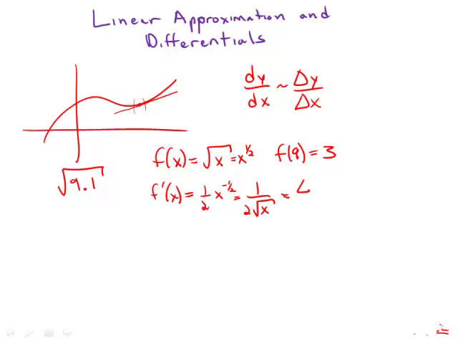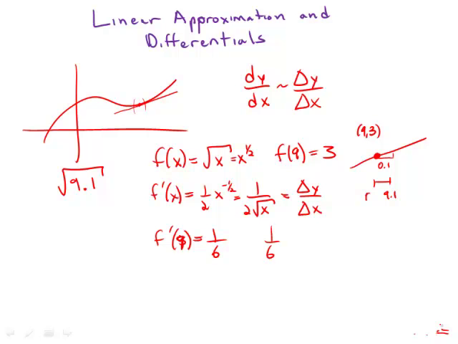And if we think of this now as a change in y over a change in x, we know that the function goes through the point (9, 3), and we want to know what happens if we just move 0.1 beyond that. We're moving from 9 to 9.1. And so when we plug in, f prime of 9, we get a slope of 1/6.